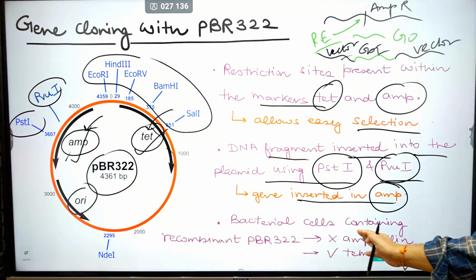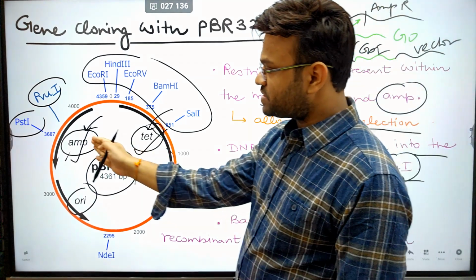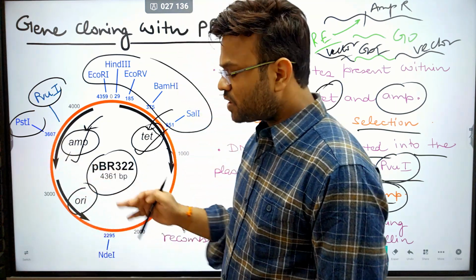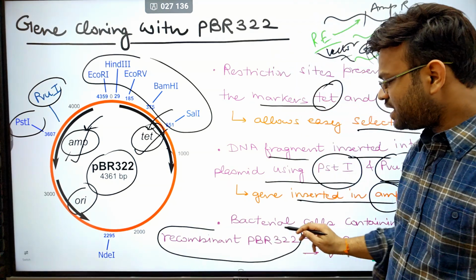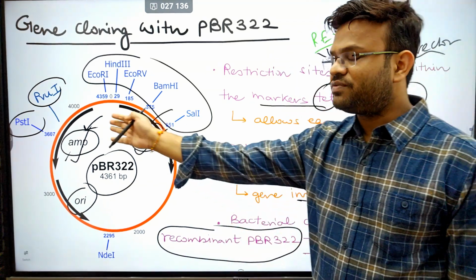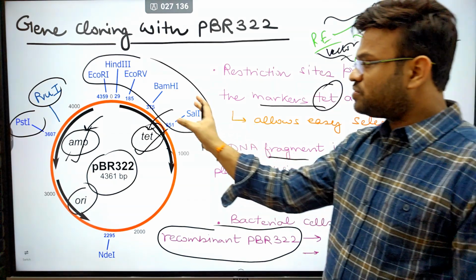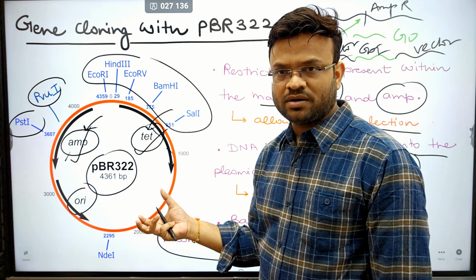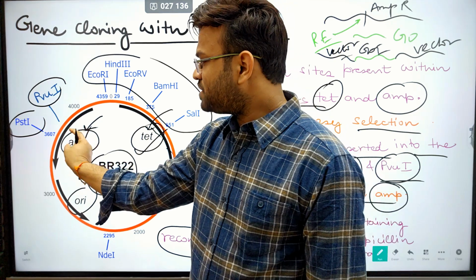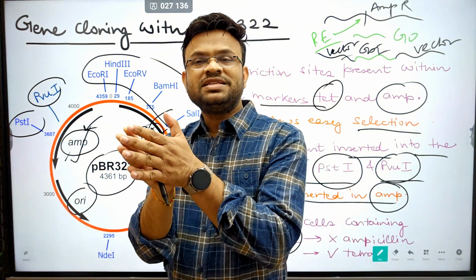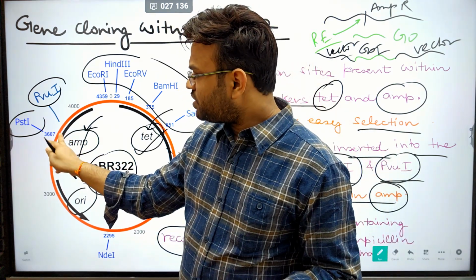Next, bacterial cells containing the recombinant pBR322. That means when the gene of interest is inserted in between this, what will you get? You will be getting a recombinant pBR322. That means it will contain your gene of interest. Apart from that, the vector will also be present. Now, in this recombinant vector that has your gene of interest over here, ampicillin will be insertionally inactivated. That means over here your gene of interest would also be present.